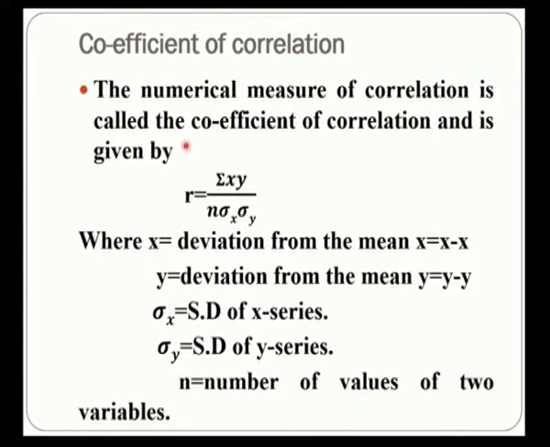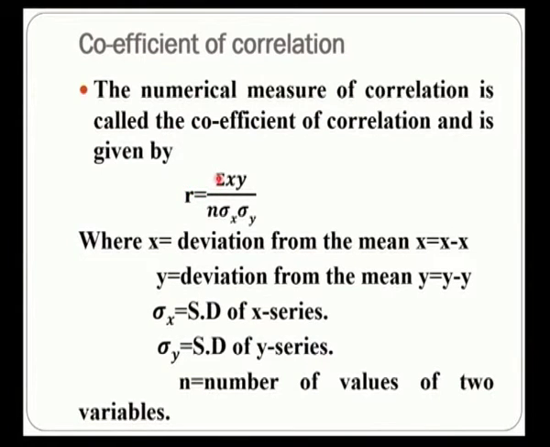Next, calculation of this correlation. This correlation can be calculated by knowing the coefficient of correlation. This coefficient of correlation is the numerical measure of correlation. So, the numerical measure of correlation is called the coefficient of correlation and is given by r is equal to sigma XY over n into sigma x sigma y. Here this sigma is a summation.